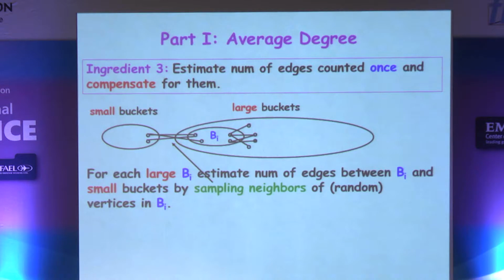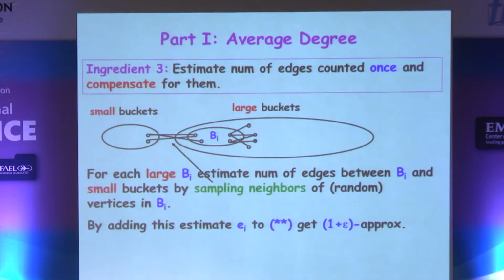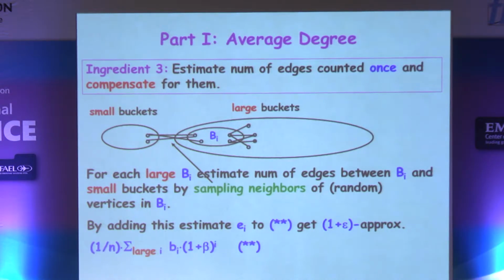By sampling neighbors at random from each large bucket B_i, we can estimate the number of edges that go from the large bucket to small buckets. We'll call this estimate E_i. Again, I'm not entering here exactly the normalization; these are details that I don't want to get into. So here, this was 2-star, what we had in the step before, a roughly factor 2 approximation. If we add this estimate, then we can get the 1 plus epsilon approximation.